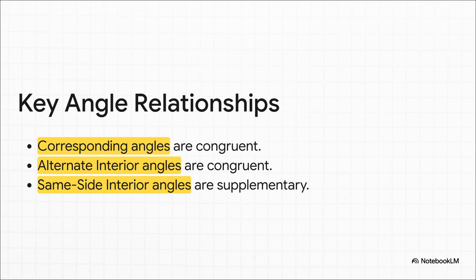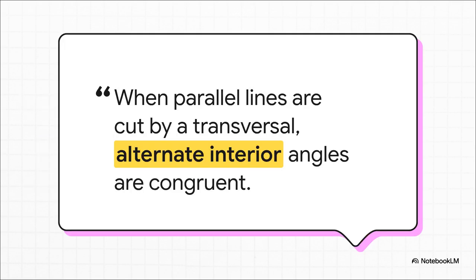And this isn't just a neat little pattern we noticed. It is a proven, rock-solid mathematical theorem. If you know for a fact that 2 lines are parallel, you can be 100% certain that their alternate interior angles are equal. This becomes an incredibly powerful tool for figuring out missing angles in all sorts of problems.